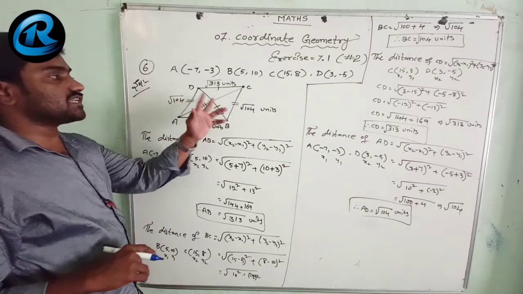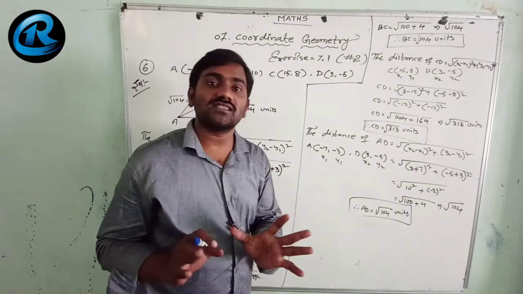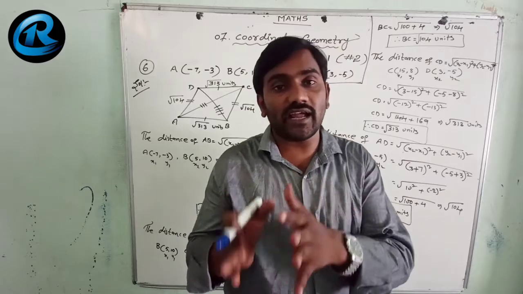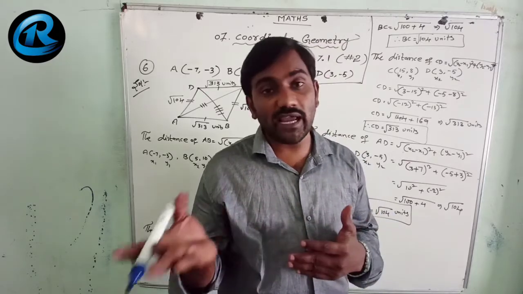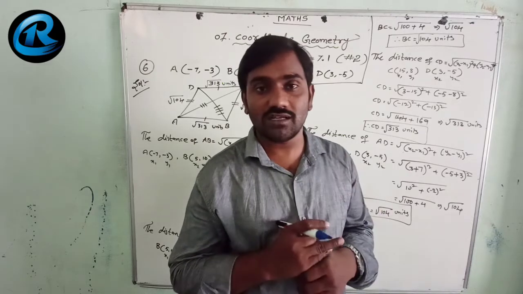So from this what you understood? The opposite sides are equal. If opposite sides are equal, is it a parallelogram? We cannot say that if opposite sides are equal, it is a parallelogram. It may be a rectangle, it may be a square also. In a square also opposite sides are equal. In a rhombus also opposite sides are equal.